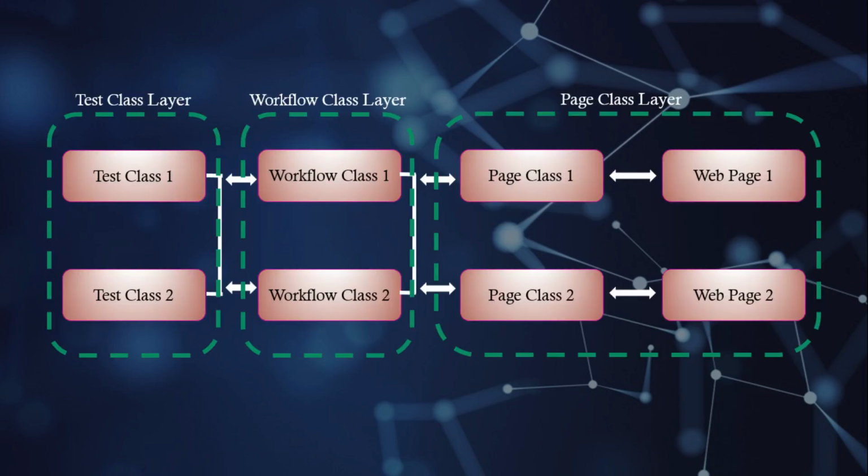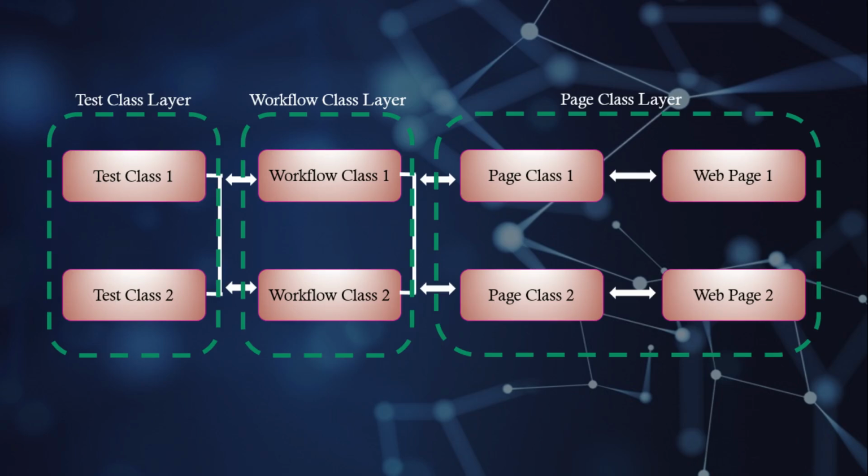This flow diagram represents the POM design pattern. As you can see on the screen, there are three layers in POM. That is, test class layer, workflow class layer, and page class layer. In the page class layer, we are going to define all the fields and their actions as properties and methods. And each page class represents each web page. Suppose we have a login and home page, then login is going to be one page class and home is another page class.